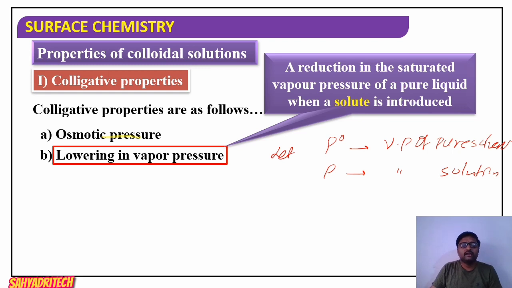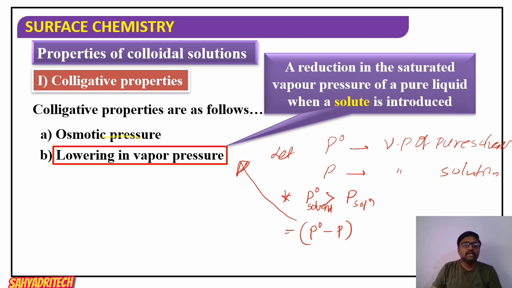Now, when solute is added to solvent, what happens? The vapor pressure decreases, which means I can say P naught is greater than P. When solute is added, vapor pressure decreases. So always the vapor pressure of solvent is more than the vapor pressure of its solution. This difference, P naught minus P, is the lowering of vapor pressure.